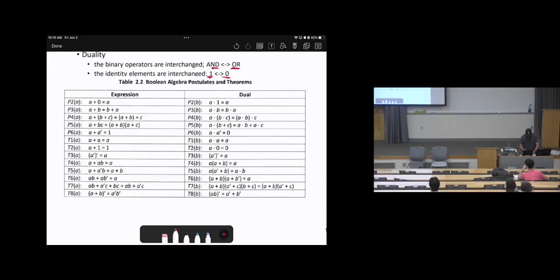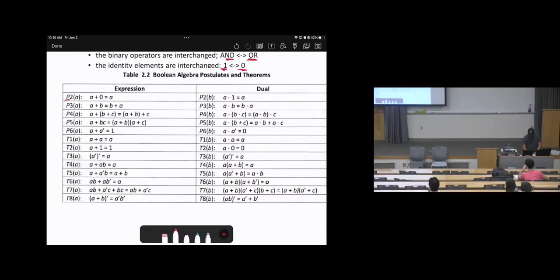So we will see the postulates, P for the word postulates, T for the word theorems. We have, I think here maybe 6 postulates, 8 theorems, and you will see each one has A and B. A is the expression itself, B is the dual. Just apply the duality principle. So for each one, it has its own dual.